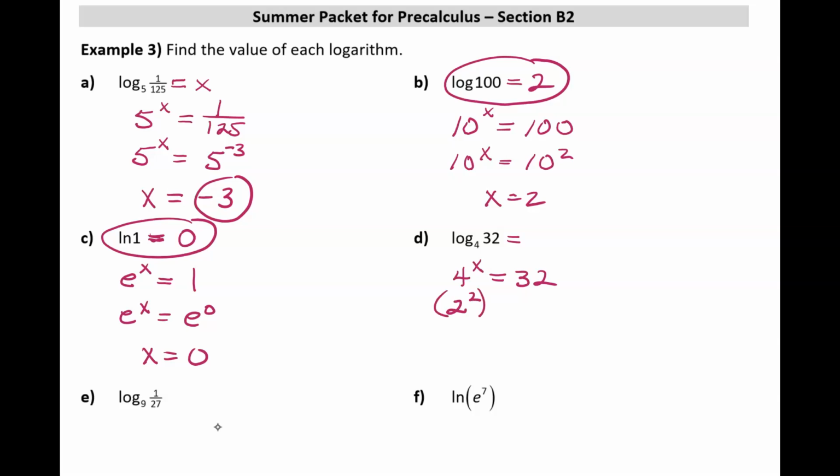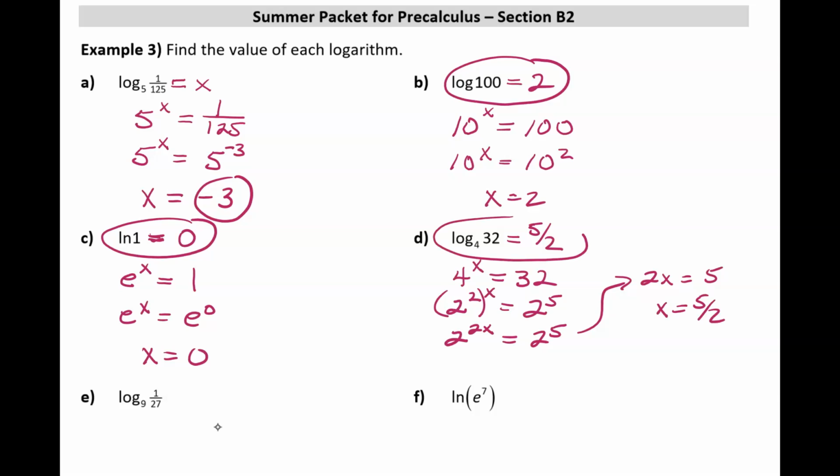2 squared is the same as 4, and 32 is 2 raised to the 5th power. When you raise a power to a power, you multiply the exponents. So 2 to the 2x is equal to 2 to the 5th. That's going to give us, equating the exponents, 2x is equal to 5, and x equals 5/2. So that means that the log base 4 of 32 must equal 5/2.